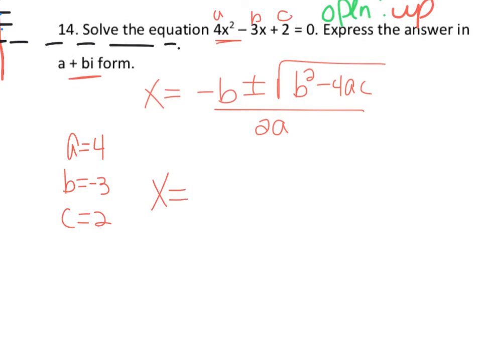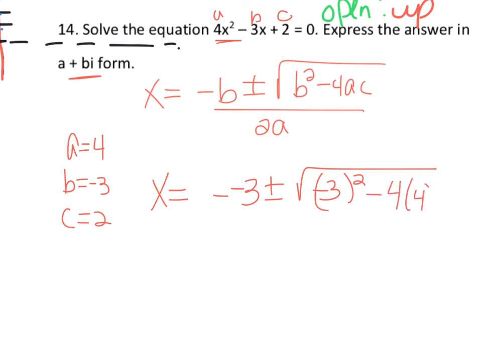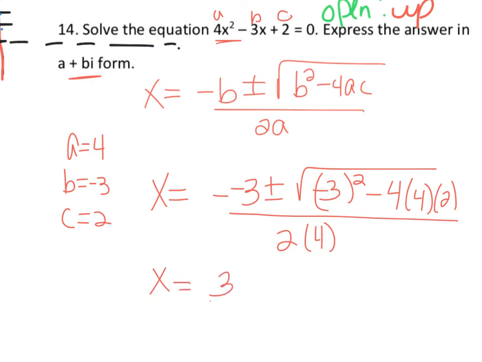x equals negative negative 3 plus or minus the square root of negative 3 squared. Please put parentheses around the b when you have a negative, especially in your calculator, for a, and then c, and all over 2a, so 2 times 4. So negative negative 3 is positive, and 2 times 4 is 8. I always take care of that first.